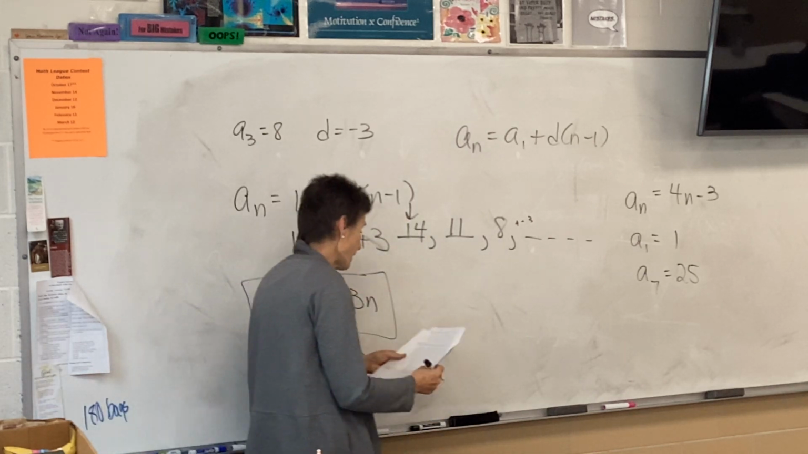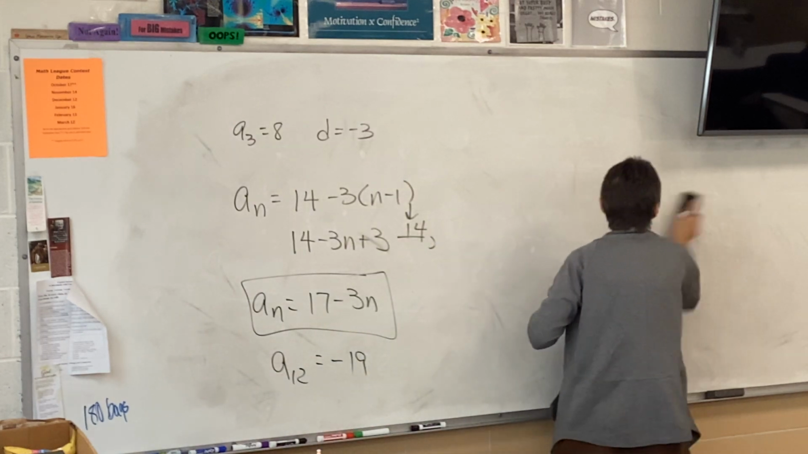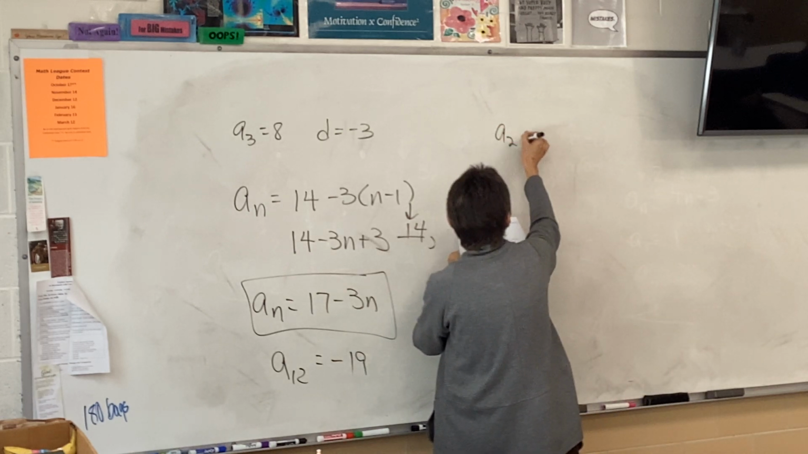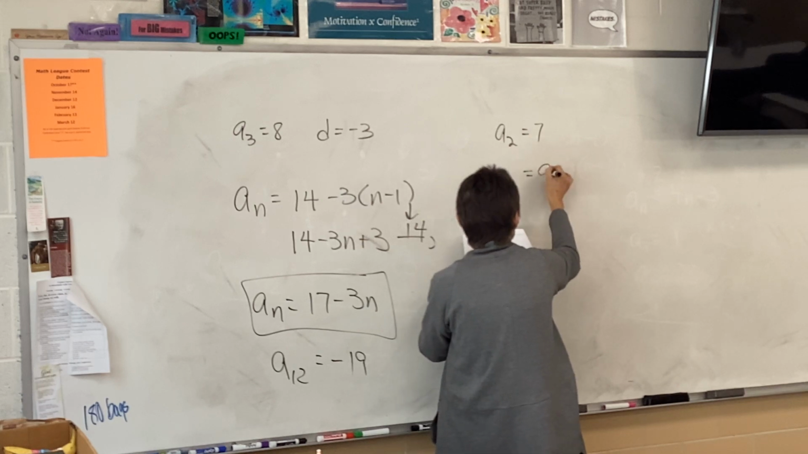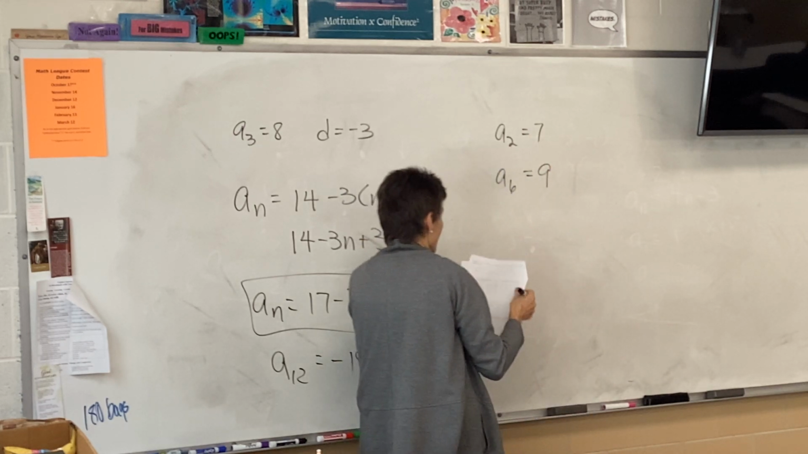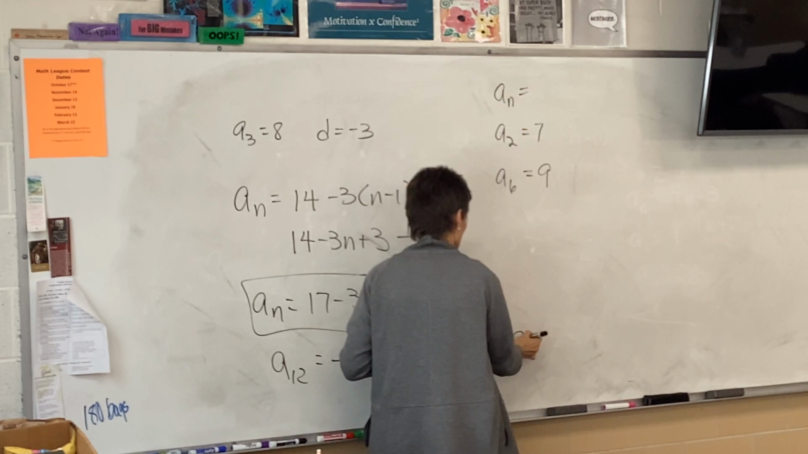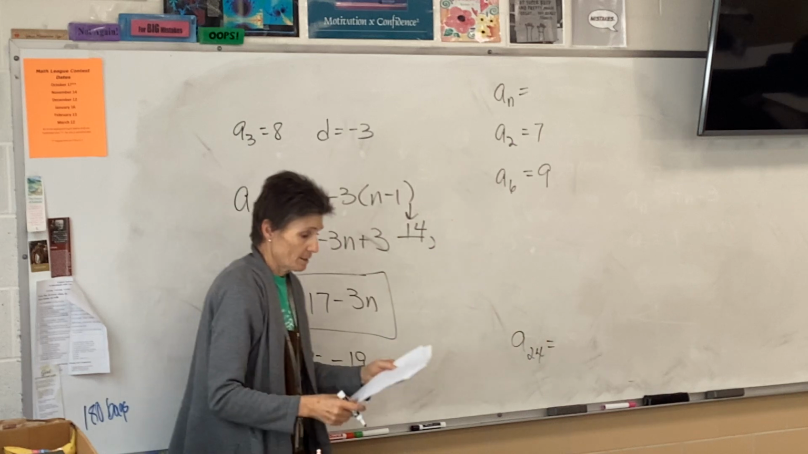All right, now I have another arithmetic sequence. But this time, I know the second term is 7, and the 6th term is 9. And I want to find my formula again, and then eventually I want to find the 24th term.